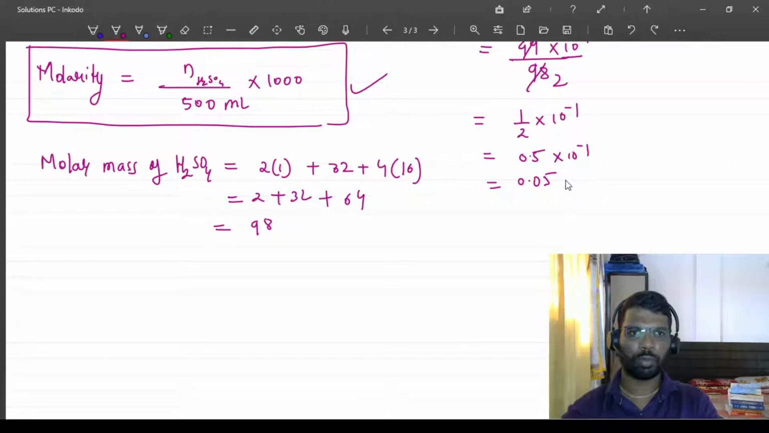This is 0.05. Sorry, number of moles. We are finding the number of moles. Answer is moles, 0.05 mole.